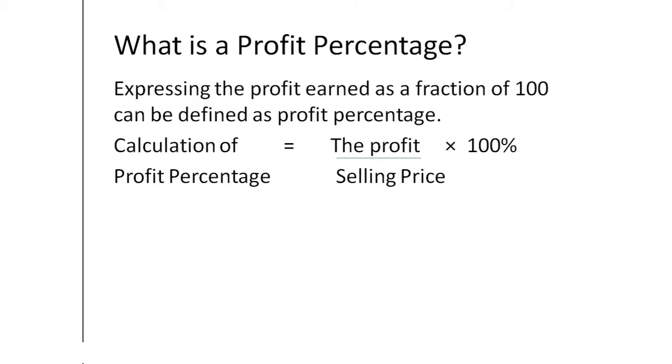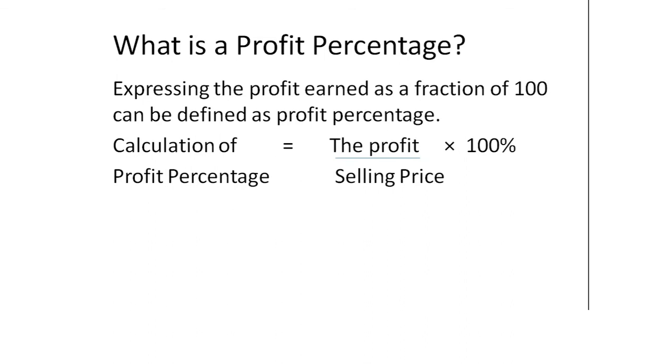What is the profit percentage? This is a very important part. Expressing the profit earned as a fraction of 100 can be defined as a profit percentage. What is the meaning of that? A 20% profit percentage means for 100 rupees he earned 20 rupees. Calculation of profit percentage: the profit divided by the buying price into 100%.